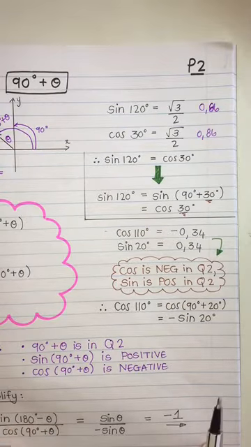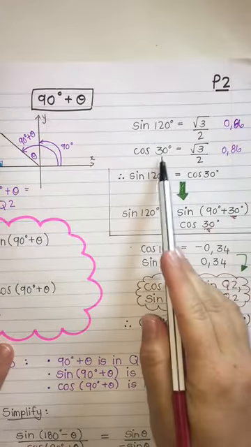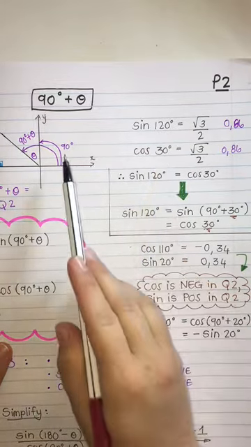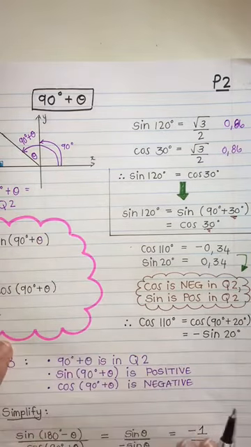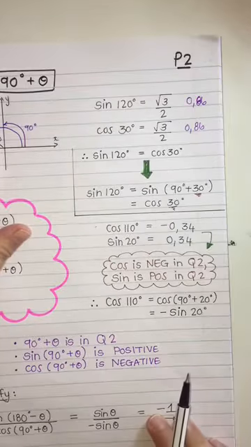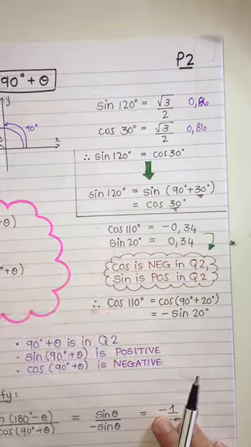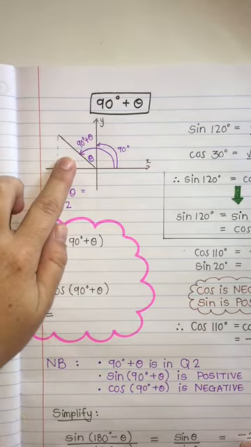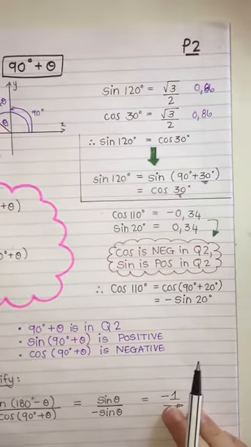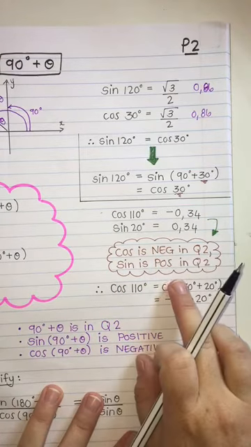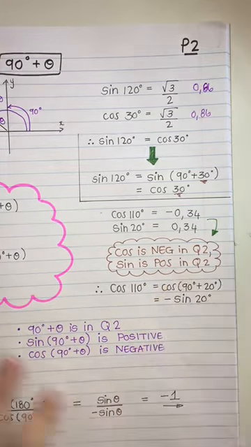It's because, remember guys, this one falls in the first quadrant, and all of them are positive here. But these fall in the second quadrant. In the second quadrant, only sine is positive and the rest is negative. So sine is positive and that is why cos is negative. That is what I wrote there for you.